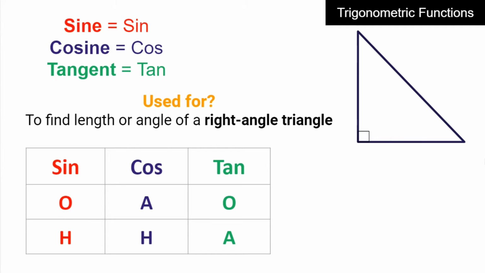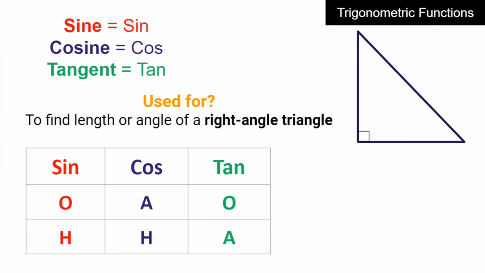This O, A, H, these are from the Pythagoras theorem that we just studied: O is the opposite, A is the adjacent, and H is the hypotenuse. Okay, and how would you remember this? People have different ways of remembering the sine cos tan table.